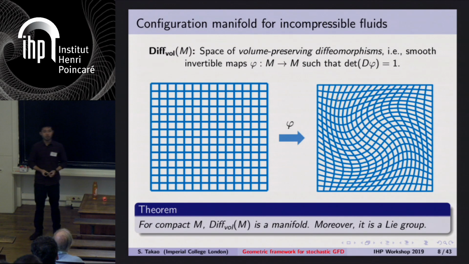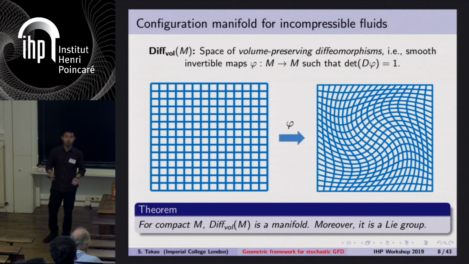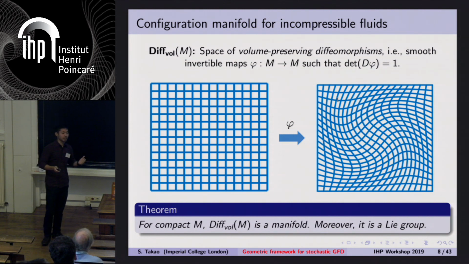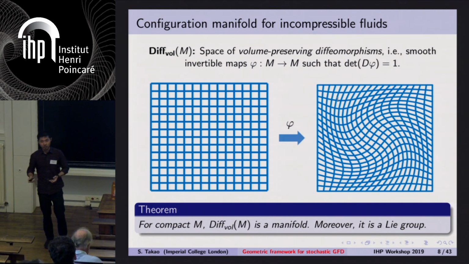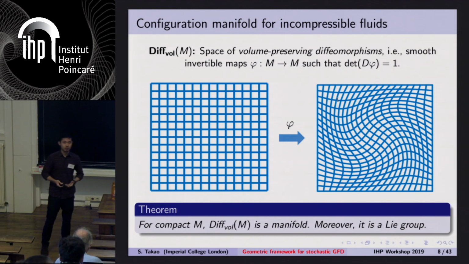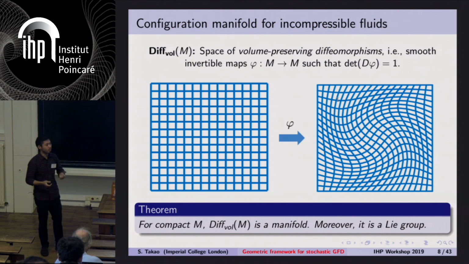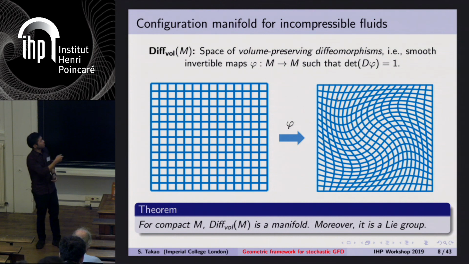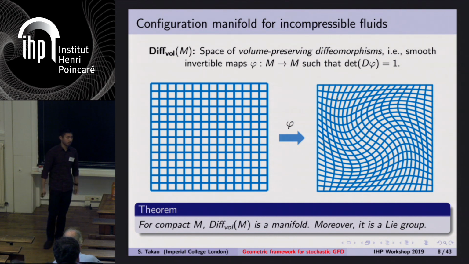So what is the configuration manifold for incompressible fluids? Well, you can understand fluids as a deformation of the fluid field on a manifold. So a natural candidate for the configuration manifold would be the set of volume-preserving diffeomorphisms on your manifold. What I mean by that is the set of all smooth invertible maps such that the Jacobian is equal to 1. The Jacobian condition is necessary for the volume-preserving part. If you impose this condition, then your diffeomorphism is volume-preserving.